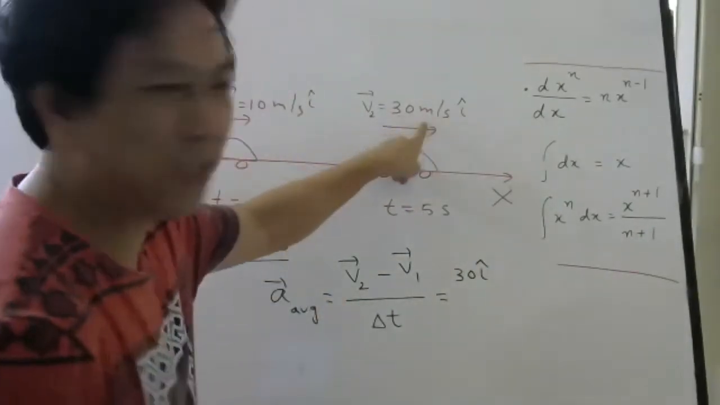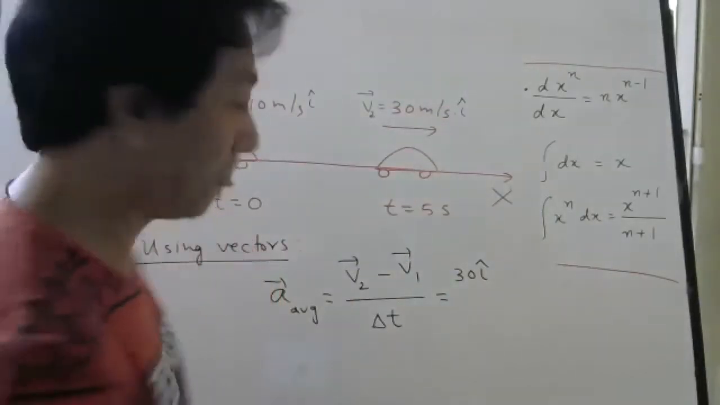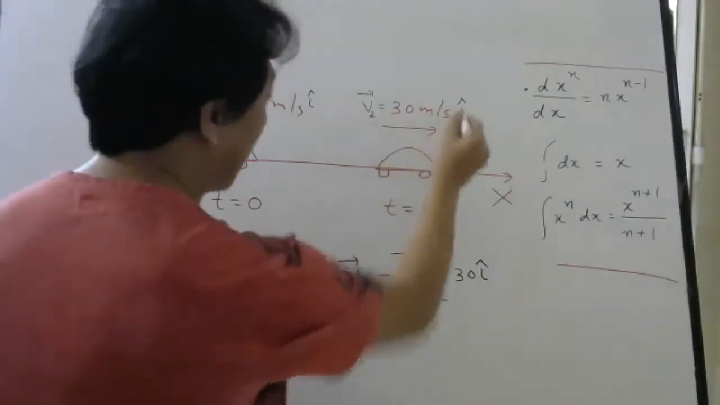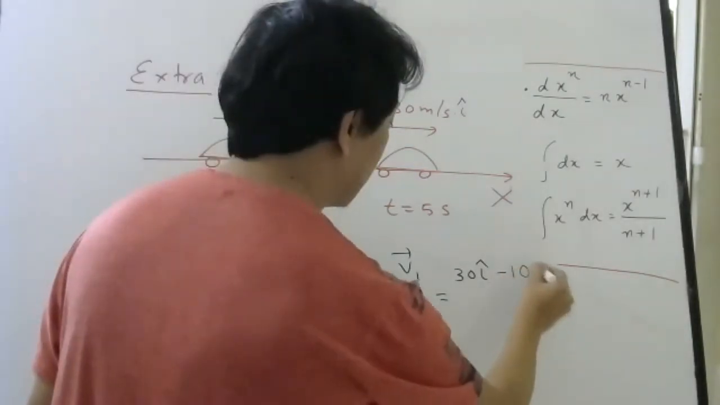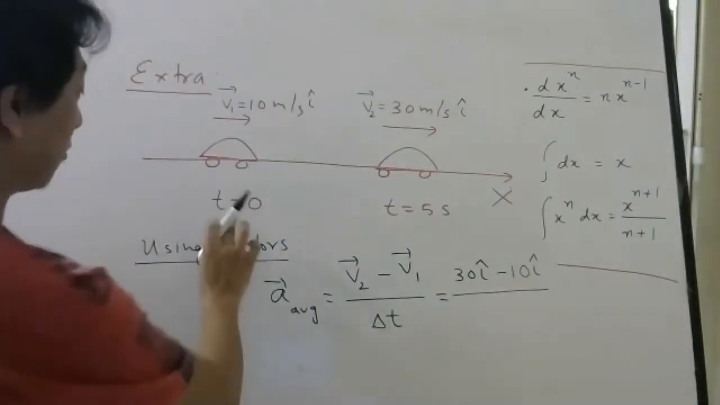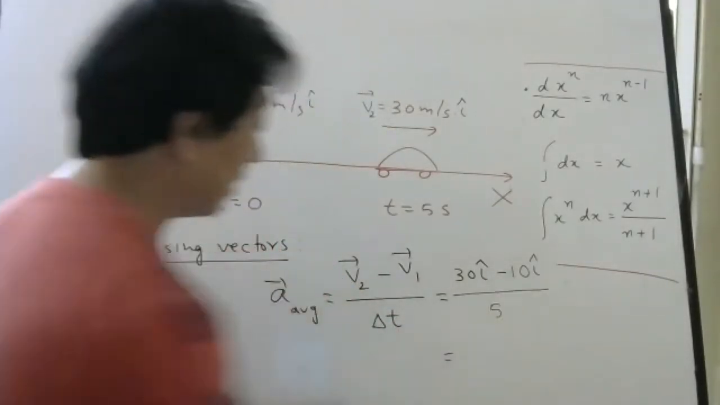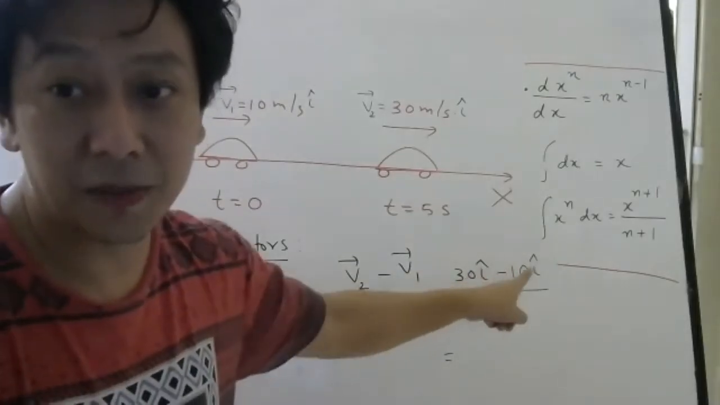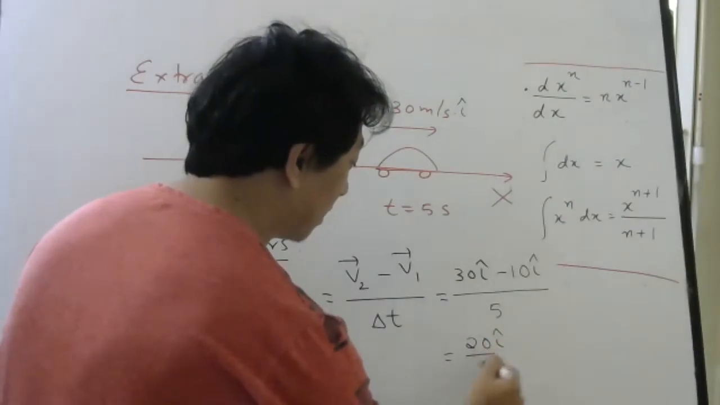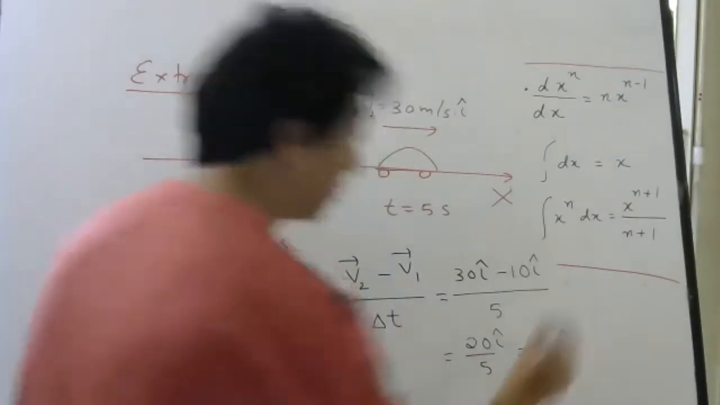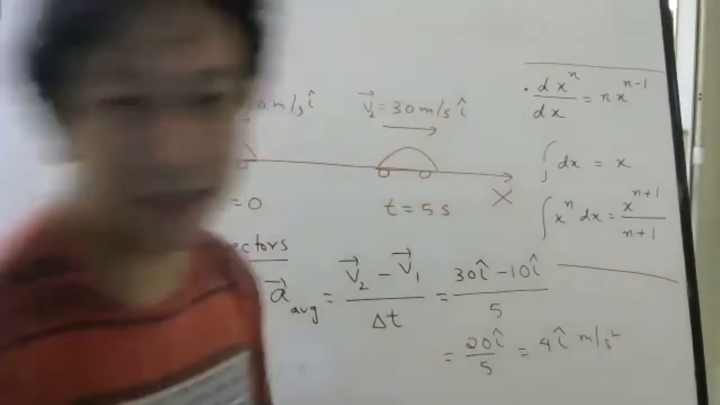Substitute final velocity 30 i cap. No need to write the unit; we know the unit, and you write it at the end after the calculation. So final velocity 30 i cap minus initial velocity 10 i cap, divided by time taken, which is 5 seconds. So this will be 20, because this we can subtract, they are like terms, i cap. So 20 i cap divided by 5, so 4 i cap. The unit will be meter per second square.